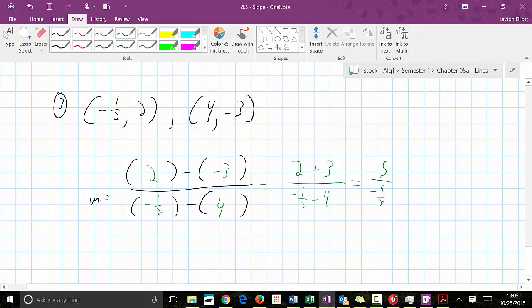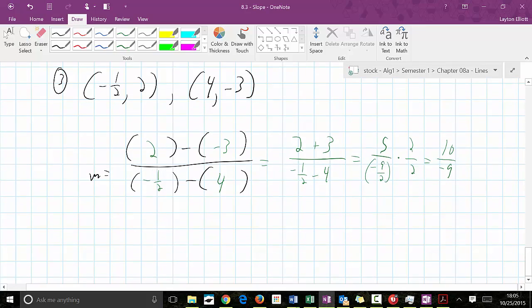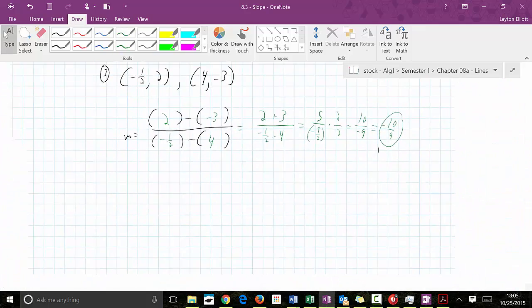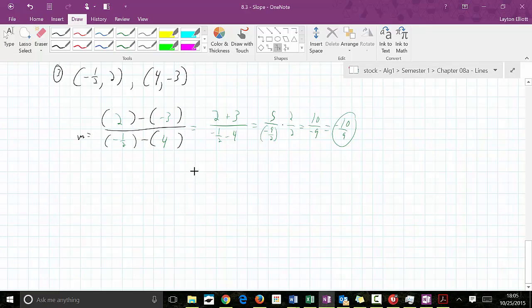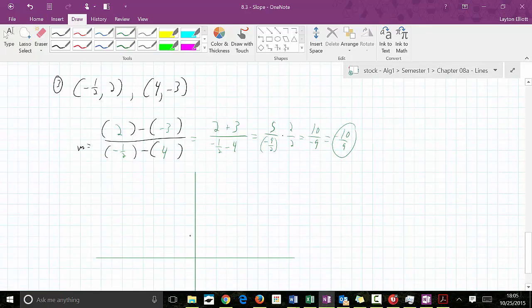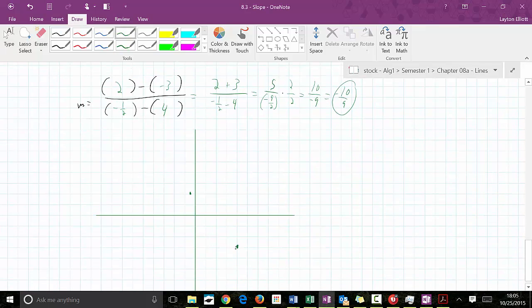That's not a whole number ratio. I want to get that in a whole number ratio, so I'm going to multiply by 2 over 2, and I get 10 over -9, which I can write as -10/9. That would be my slope. We can actually check this. So if I graph the points down, -1/2, positive 2 would be right here, and 4, -3 would be right there.